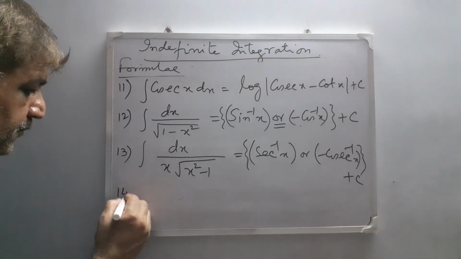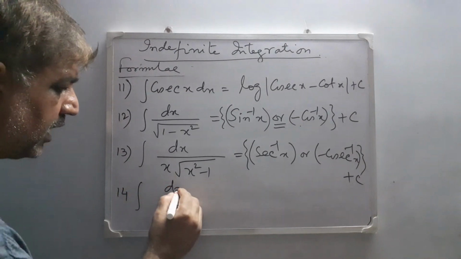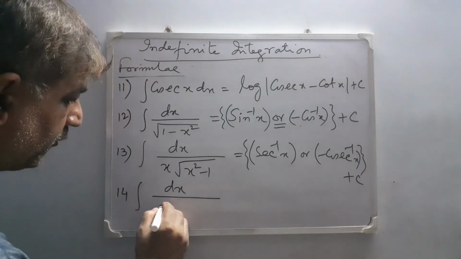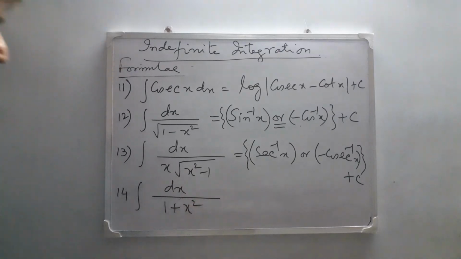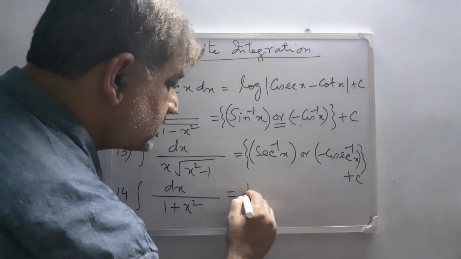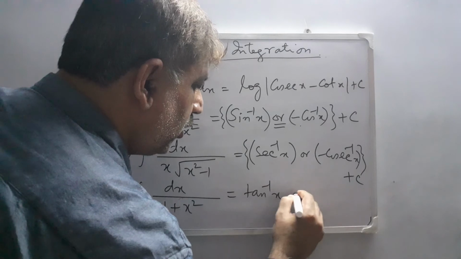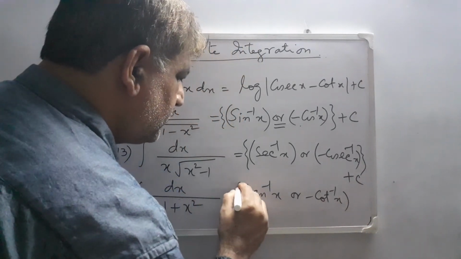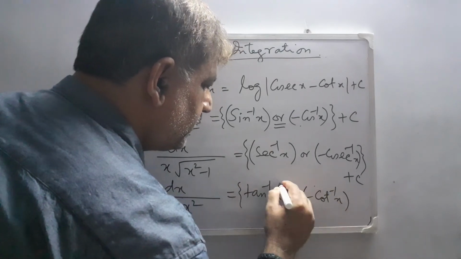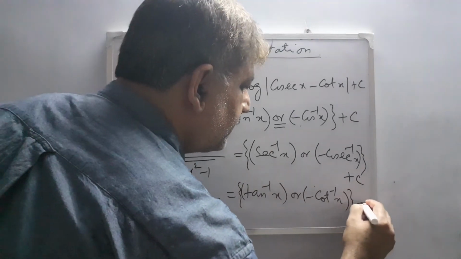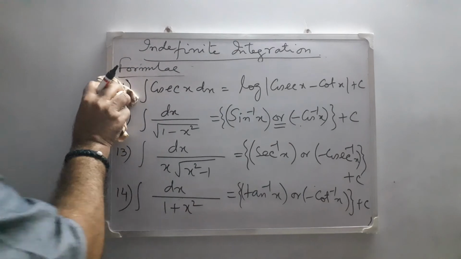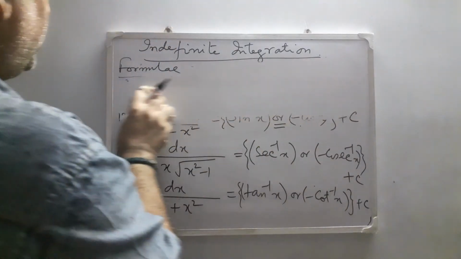Number 14, integral dx by 1 plus x square, that is tan inverse x, or minus cot inverse x, and then plus c. You can write. So we have discussed 14 formulae. There are a few more formulae. We will discuss one by one.